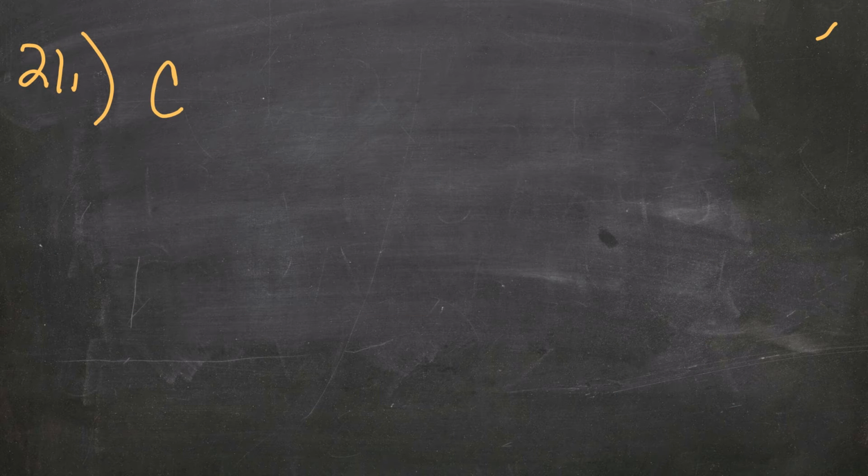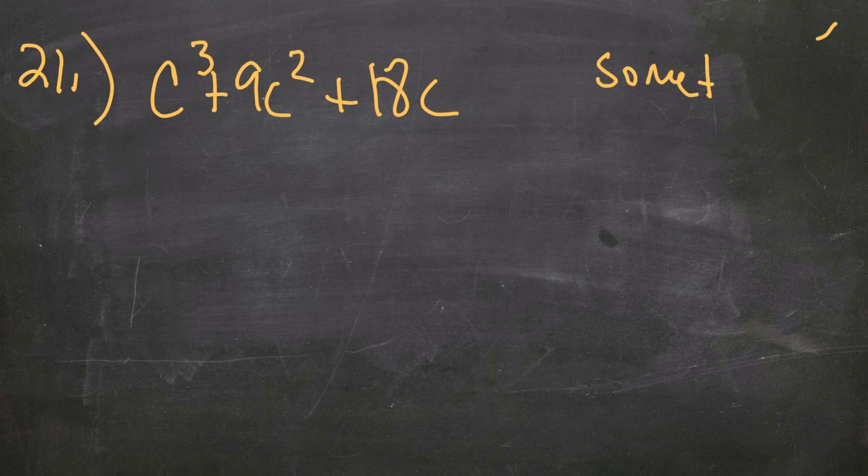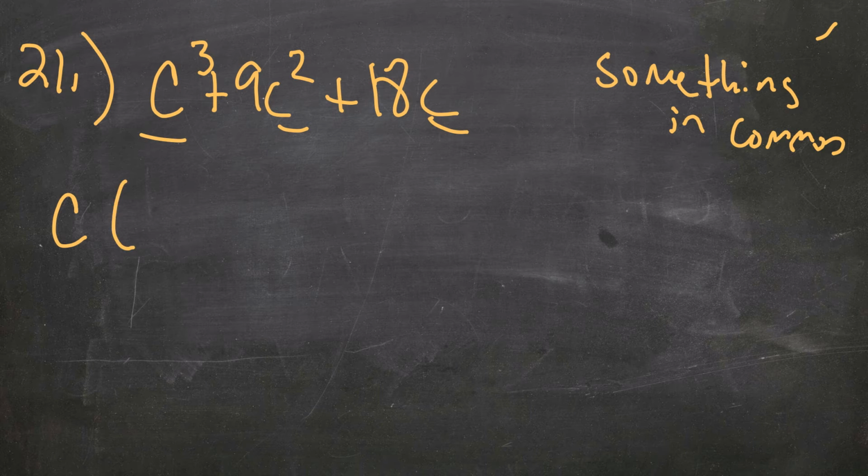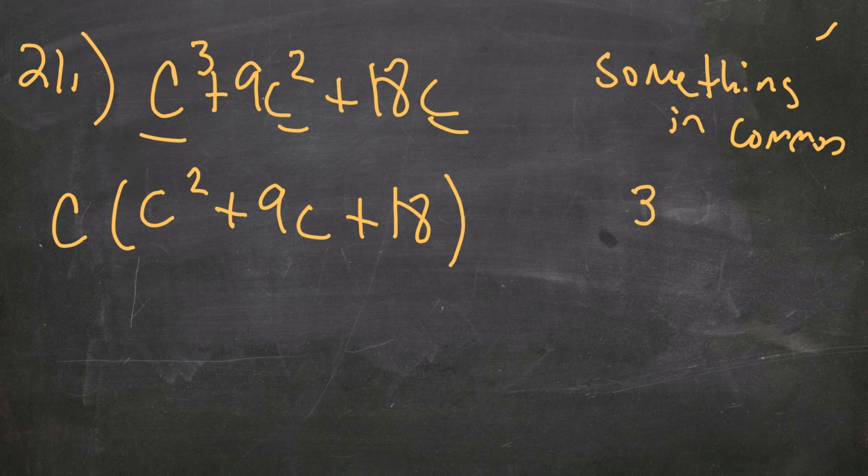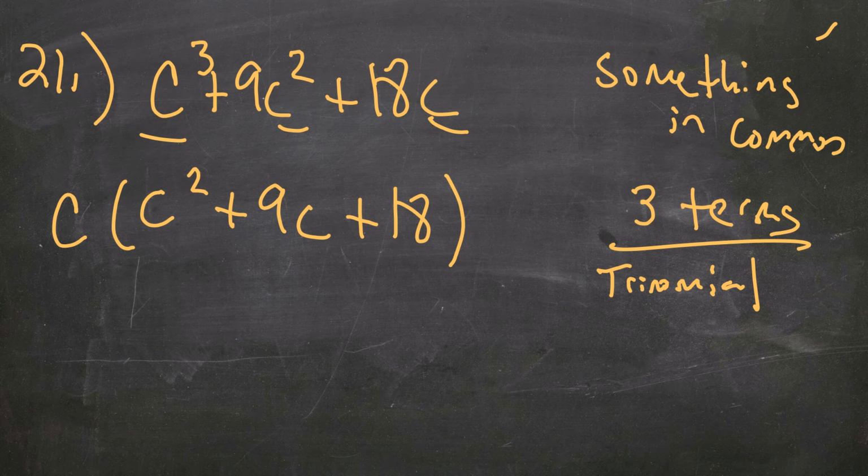Alright, 21. We have c cubed plus 9c squared plus 18c. Once again, I start with something in common. All I see is that they all share a c, so I take that c out. Now it looks like something we did last year where there's three terms, and we're just going to use our trinomial method, which says you factor the first, you factor the last, and then you check using FOIL.